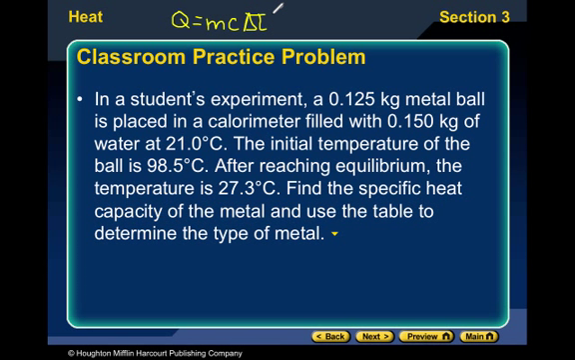So if in a student's experiment, a 0.125 kilogram metal ball is placed in a calorimeter filled with 0.150 kilograms of water at 21 degrees Celsius. The initial temperature of the ball is 98.5 degrees Celsius. After reaching equilibrium, the temperature is 27.3 degrees Celsius. Find the specific heat capacity of the metal.